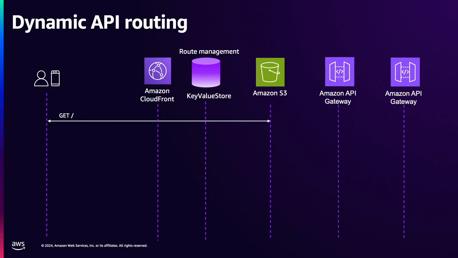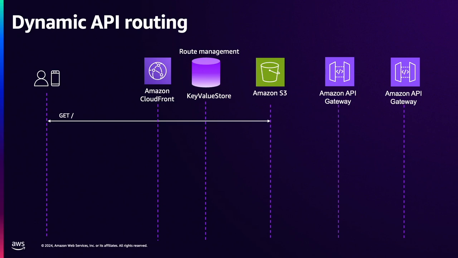Now, if you don't want to have the routes statically defined in the CloudFront distribution, there is a different, more dynamic way to do it. The idea is to manage your routes directly in the key value store of CloudFront. It's a distributed data store across all of the edge locations of CloudFront, in which you can define your different routes in a very dynamic way without touching the configuration of CloudFront.